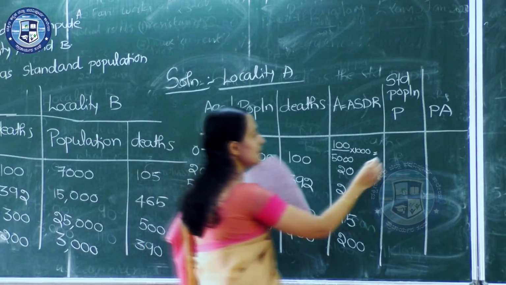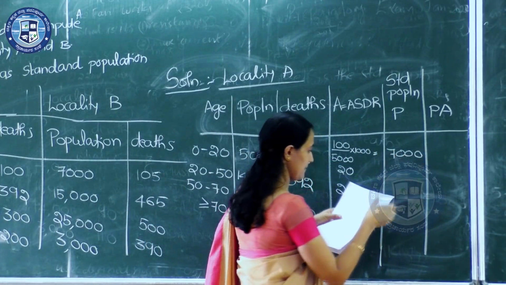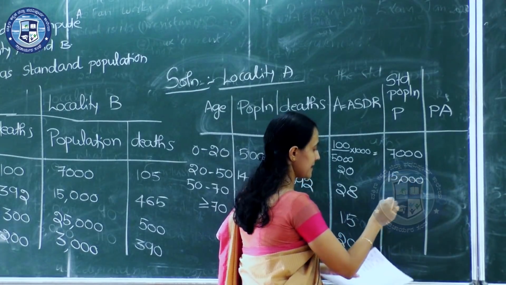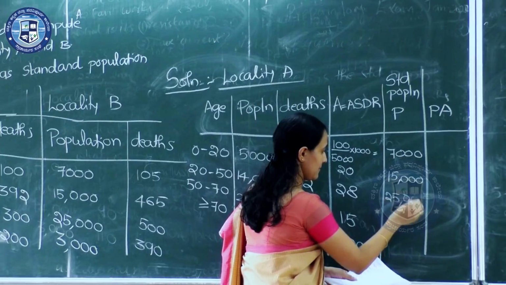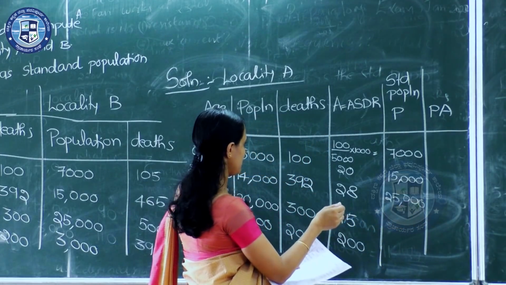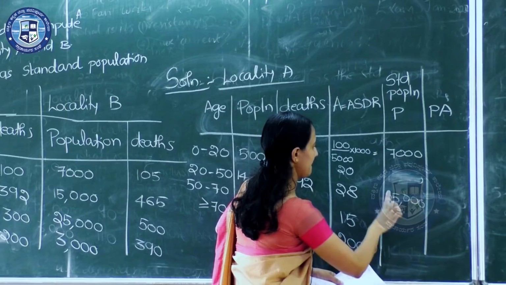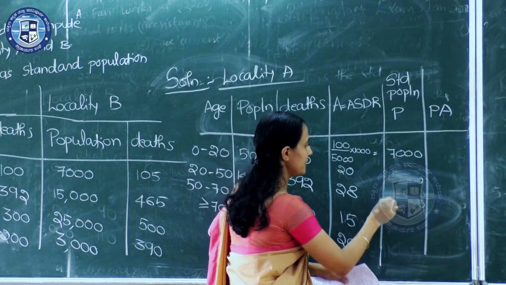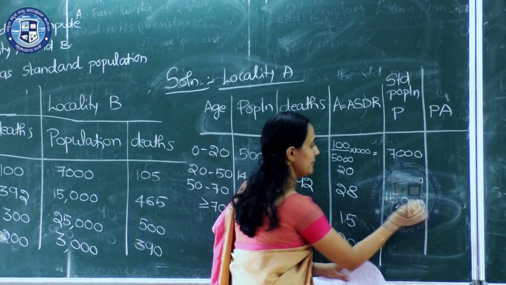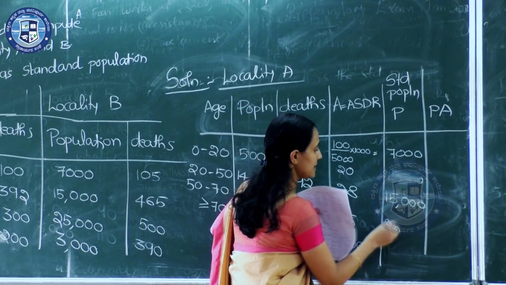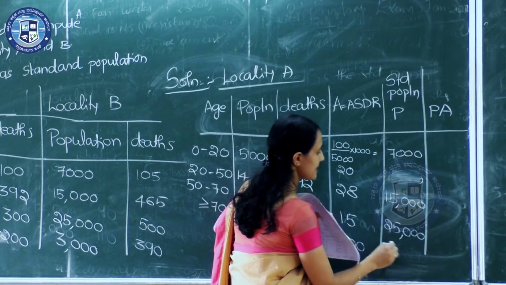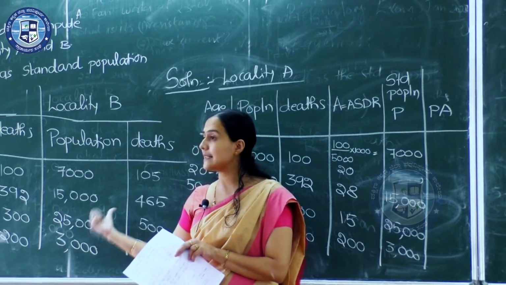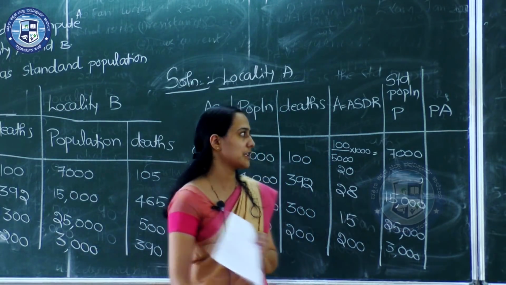So 7,000, 15,000, next 25,000, next 3,000. This is the standard population. Which one is localities? B is the population.